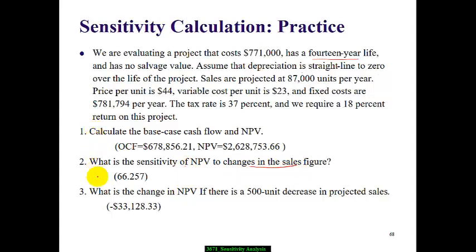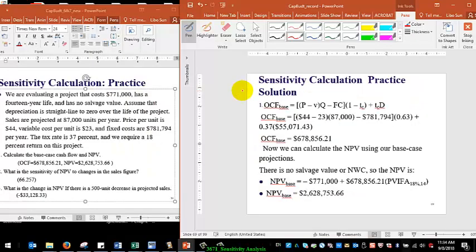How do we find out the sensitivity of net present value to the change in the sales? First of all, find the net present value for the base case. Then change the sales to a new number and redo the OCF and the net present value, then conduct our sensitivity analysis. Lastly, we may be able to predict the change. So let's take a look at the sensitivity calculation question.